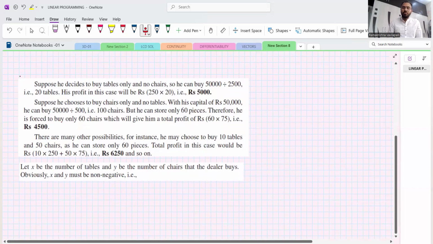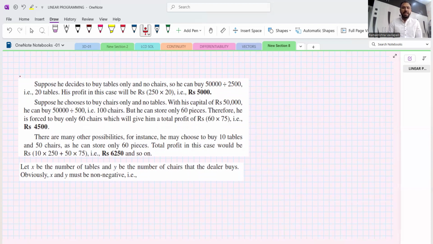Therefore, we have to search the other possibilities, that is the combination of tables and chairs. For instance, suppose you take 10 tables and 50 chairs. Well, he can store a maximum of only 60 pieces. That's why 10 tables and 50 chairs.